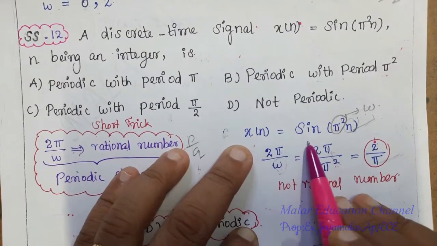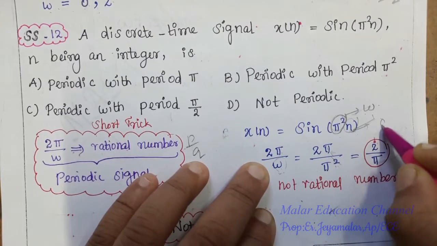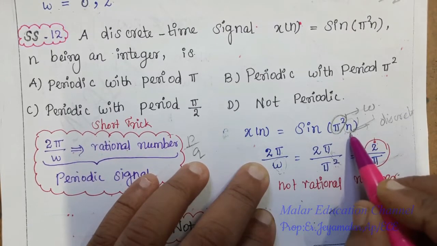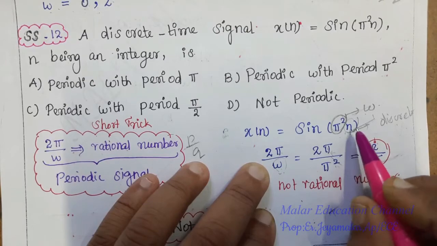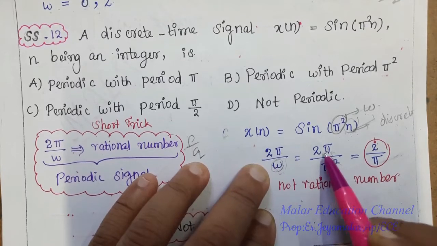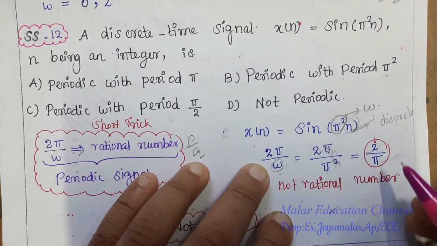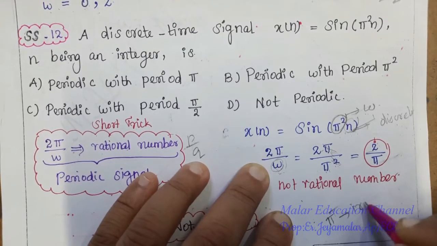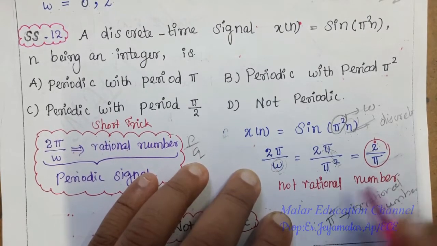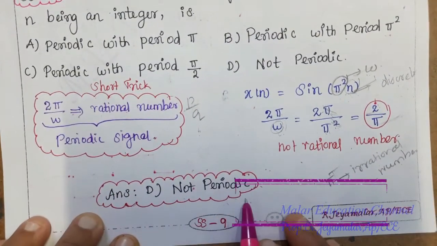The given function is x of n equals sin pi square n, isn't it? Here n is for a discrete signal, so it is written as n. The nearest value of n is omega. Substitute into 2 pi by omega, so 2 pi by pi square. Pi gets cancelled. The final result is 2 by pi. We know pi is an irrational number. If it is an irrational number, this is not a periodic signal. Hence the correct answer is option D, not periodic.